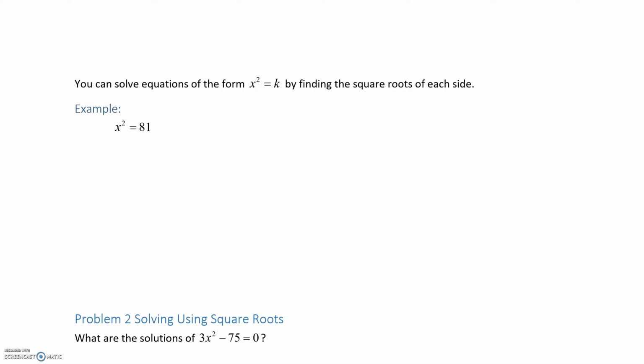So the other way we can solve these is by taking the square root of each side. So if we have x squared equals 81, to get x by itself, we're just going to take the square root of both sides. So when we take the square root of 81, that's going to give us plus or minus 9, because if we multiply 9 times 9, that gives us 81. If we multiply negative 9 times negative 9, that also gives us 81. So whenever we take the square root of anything, we are going to get a positive and a negative. Okay, so this is going to be our answer, and that gives us two solutions. Okay.